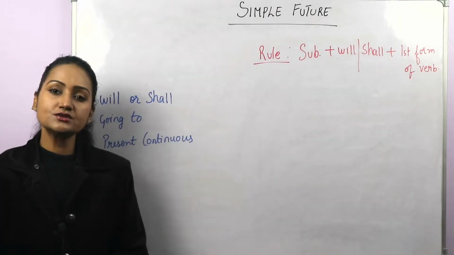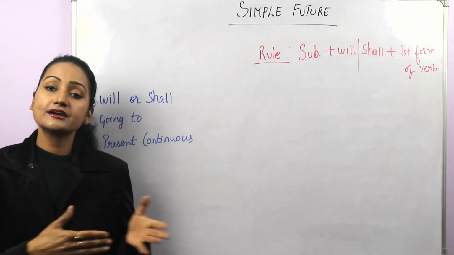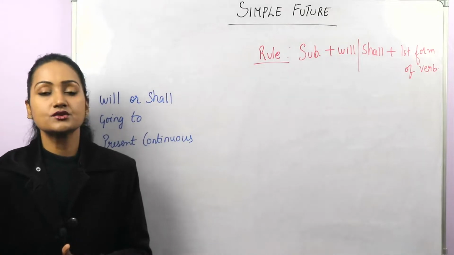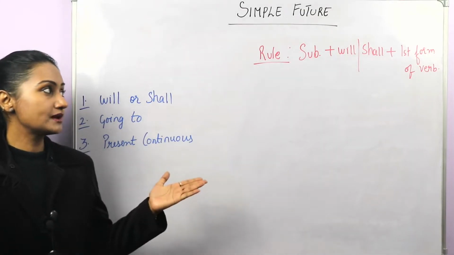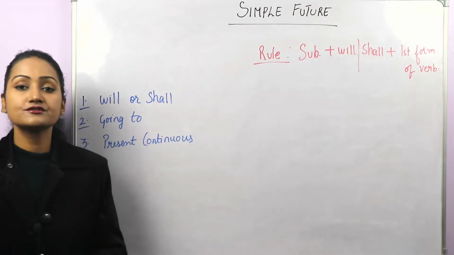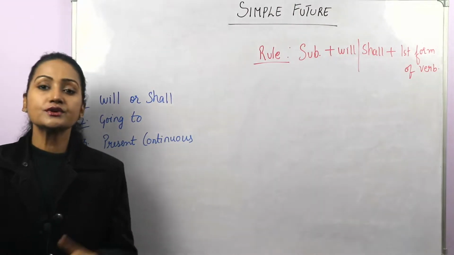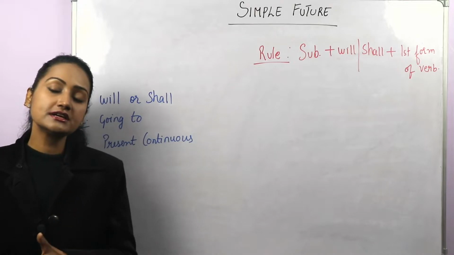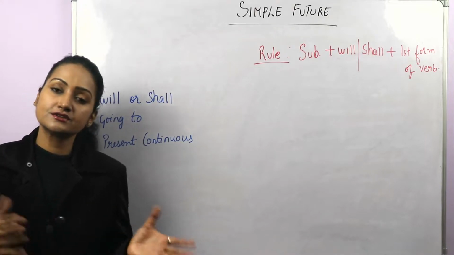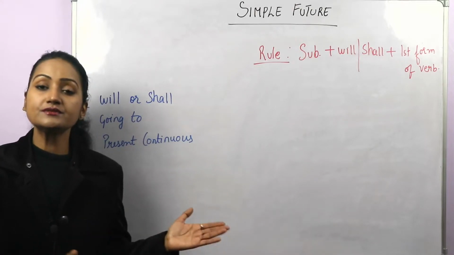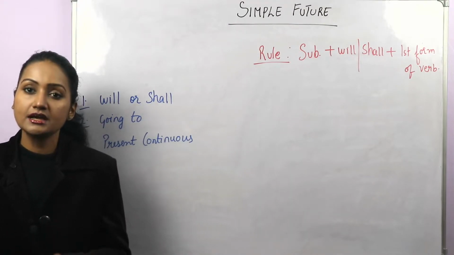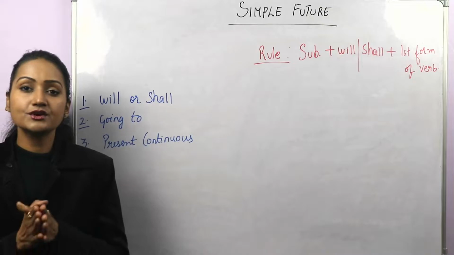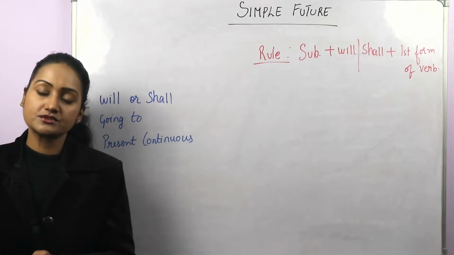I have already told you all that for every tense we have a separate rule. The rule of simple future tense is subject plus will/shall plus first form of the verb. So we already know that for every tense we have a different rule. For simple future tense, this is the rule, and we have to remember two words: will and shall, and we always use the first form of the verb with these two verbs.